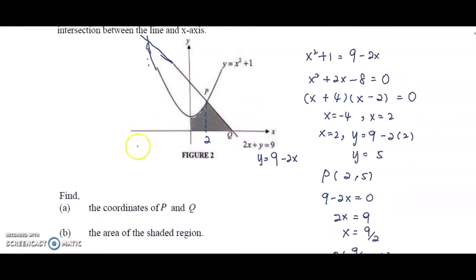Next, we need to get the area of the shaded region. We can see that this region is bounded by two different curves, and we can separate this shaded region into two different regions. The first region is this one, I highlight with the red line. This is the first region that we can find by integrating the quadratic function. The green section we will get by integrating the straight line function to get the area. So we need to separate into two integrals to get the answer.